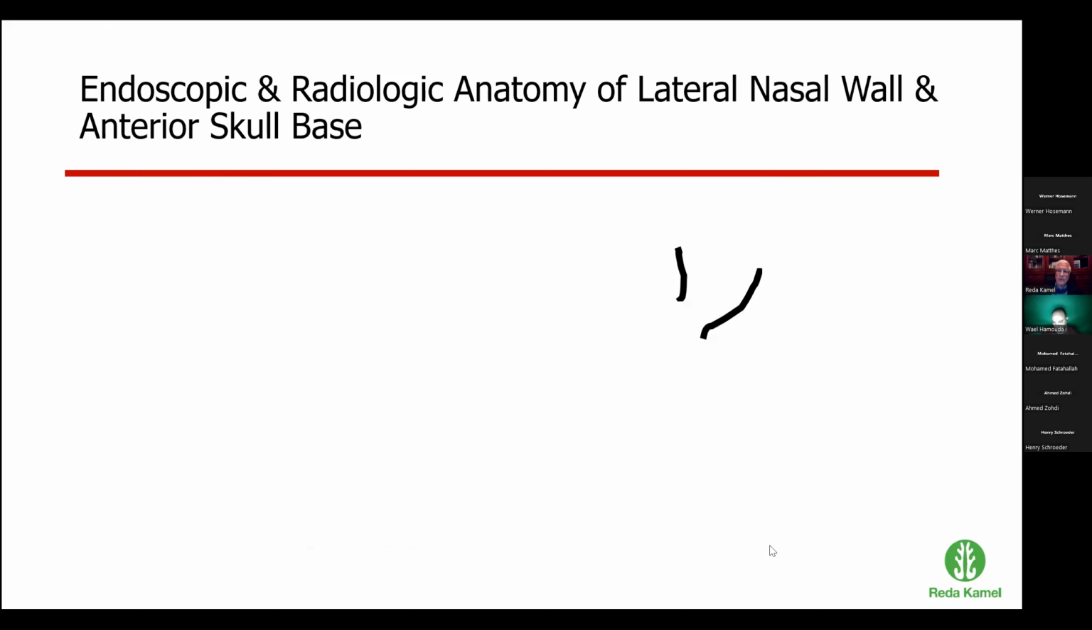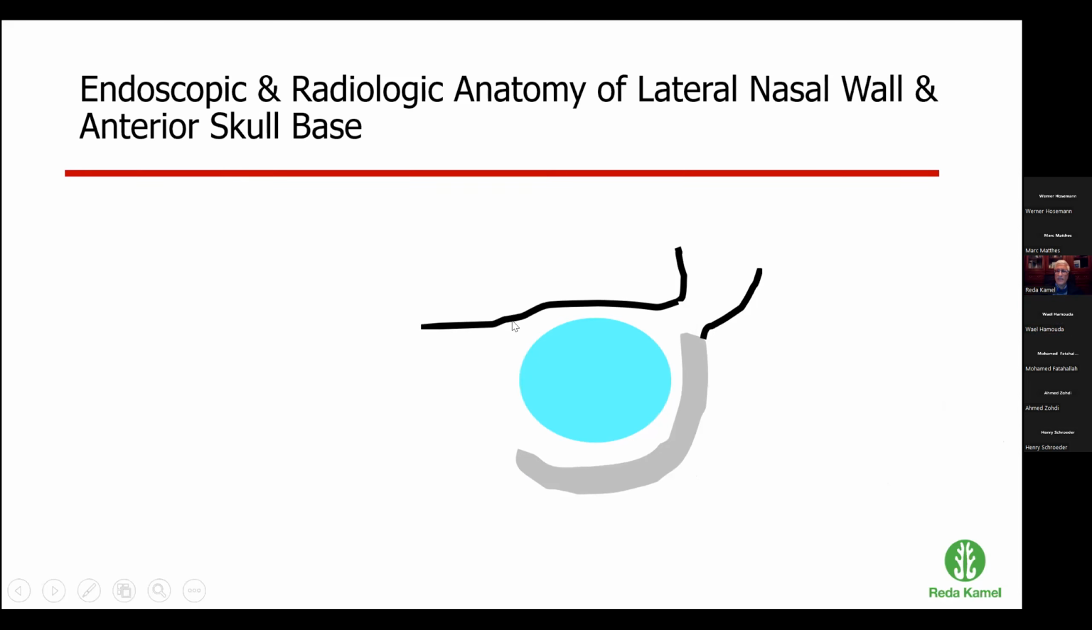One of the most important slides is this one showing the bulla. The bulla is the core, our center of work when taking care of the lateral nasal wall. And we have the uncinate process. The uncinate process is located anterior and inferior to the bulla. This is a very important relation.